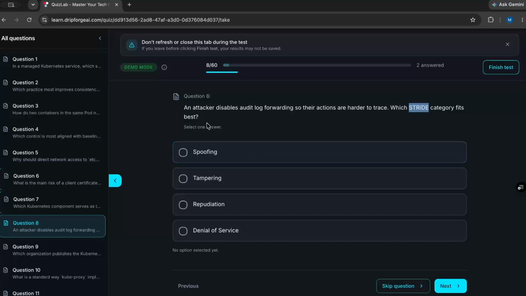Okay, so it says the attacker disables audit log forwarding so their actions are harder to trace. Now you might be getting confused because it says the actor disables the audit log. If you know anything, you might be thinking about tampering, since we've tampered with the audit log forwarding so that their actions are harder to trace. We can't trace them whenever incident responders come. They can't find out what really happened because the attacker has covered their tracks very well.